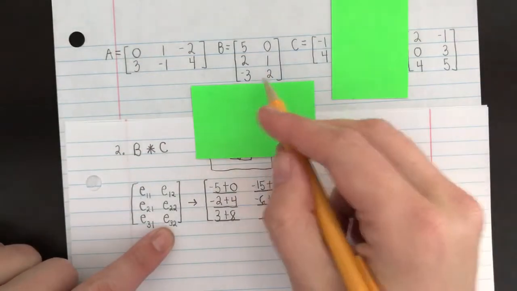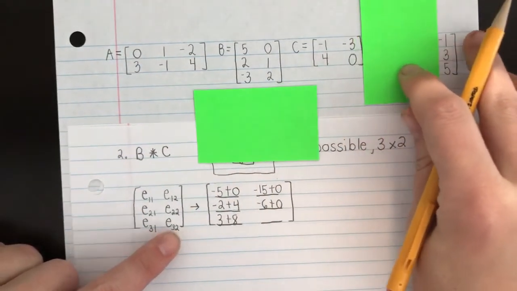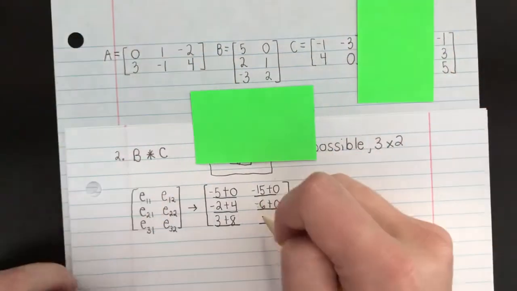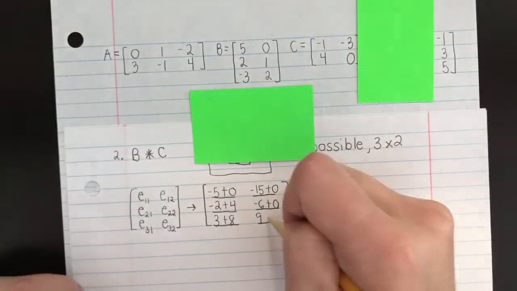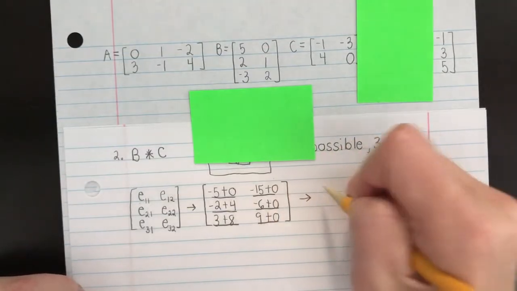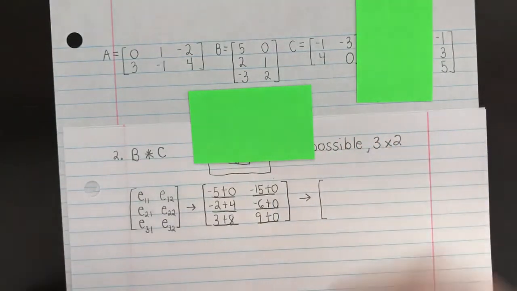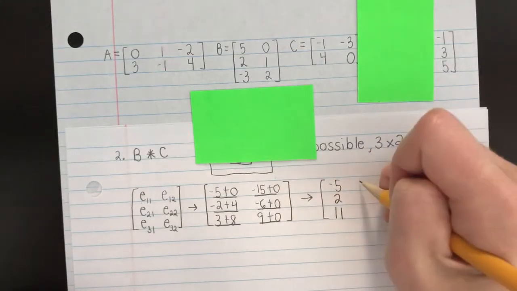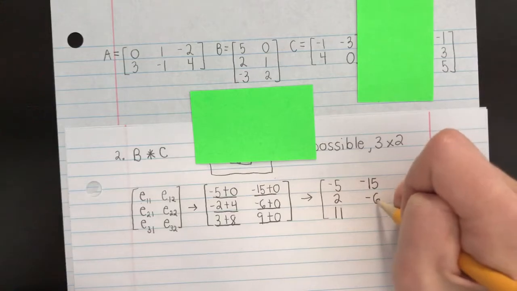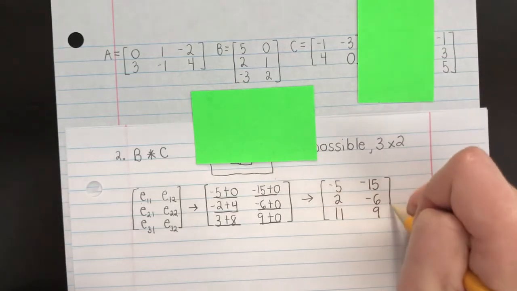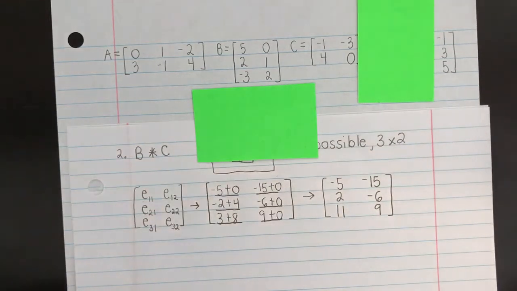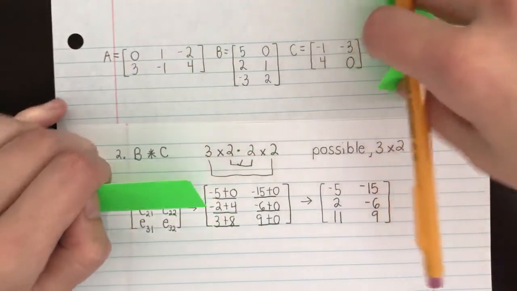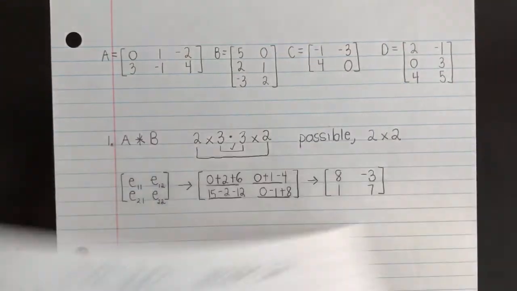And then row 3 of B, but yet column 2 of C. So negative 3 times negative 3 is 9, and then 2 times 0 is 0. So my final answer is going to be negative 5, 2, 11, negative 15, negative 6, and positive 9. That's my answer.